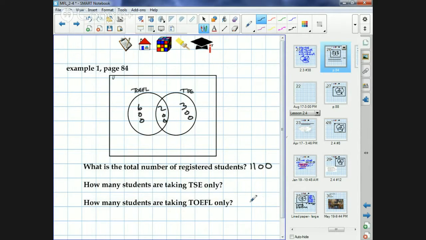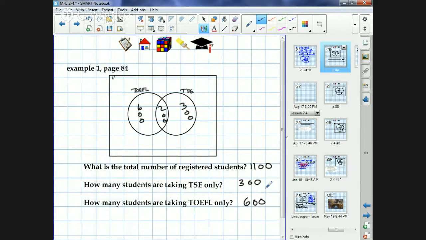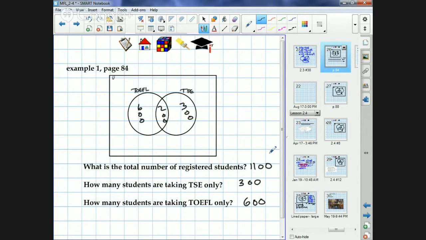How many students are taking TSE only? Just look at the picture. I would say 300. That's correct. And how many students are taking TOEFL only? 600. Yep. Do you see how the diagram shows you all of that? If you had another question that said how many are taking both TOEFL and TSE, then it would be 200. That is correct. Yep, you got it.